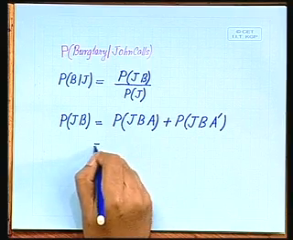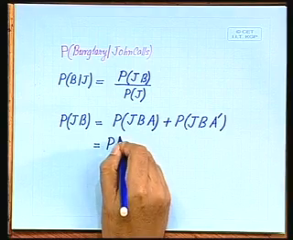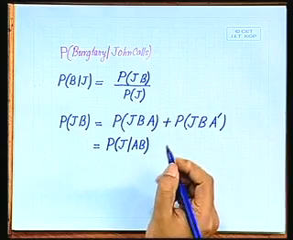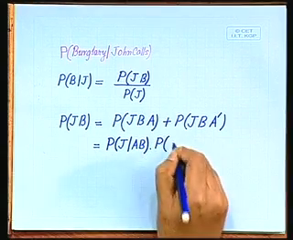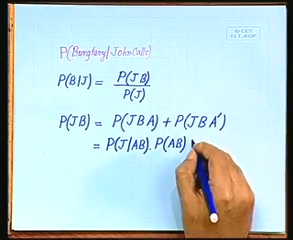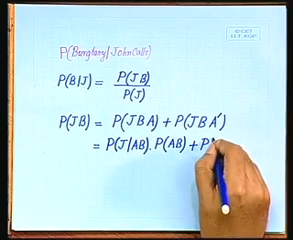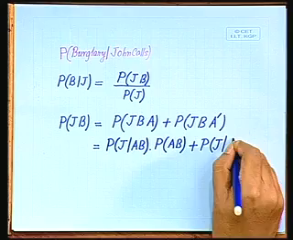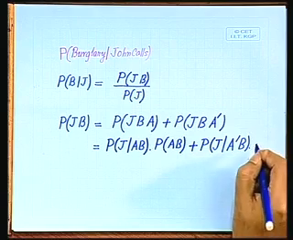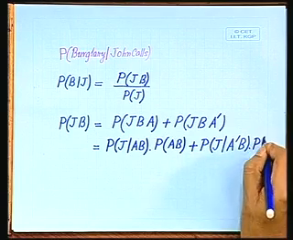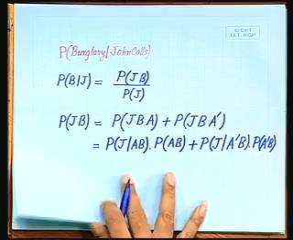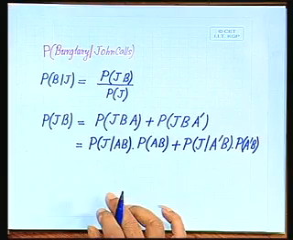So, this we can compute again as P(J given A, B), right, times P(A, B), right, and the other one is P(J given A dash, B) times P(A dash, B), right.